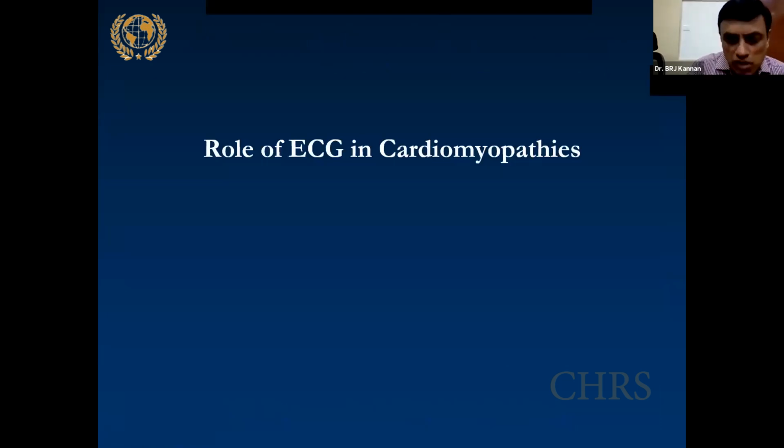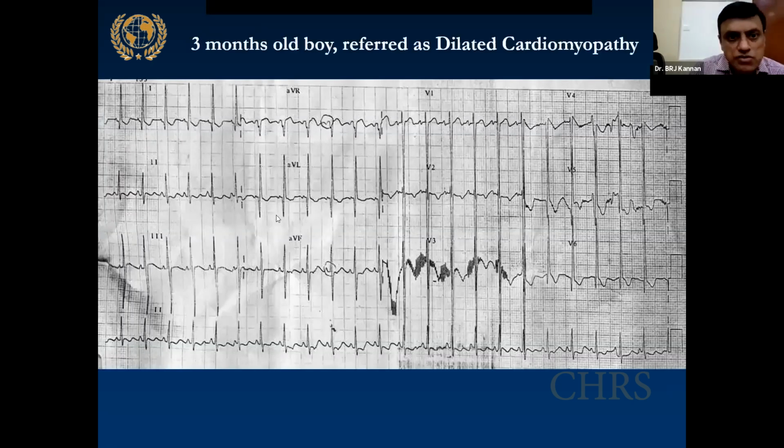So I'm coming to the last part. I just quickly finished. Hope you got the idea of how to exactly utilize the ECG in patients with congenital heart disease. Role of ECG in cardiomyopathy. It's a 3-month-old child referred as dilated cardiomyopathy. But if you see here, there are tall Q waves in 1 and aVL. There is ST depression and T inversion in the lateral leads. If this ECG is given in an adult, we generally diagnose this as either severe left ventricular hypertrophy or lateral wall ischemia.